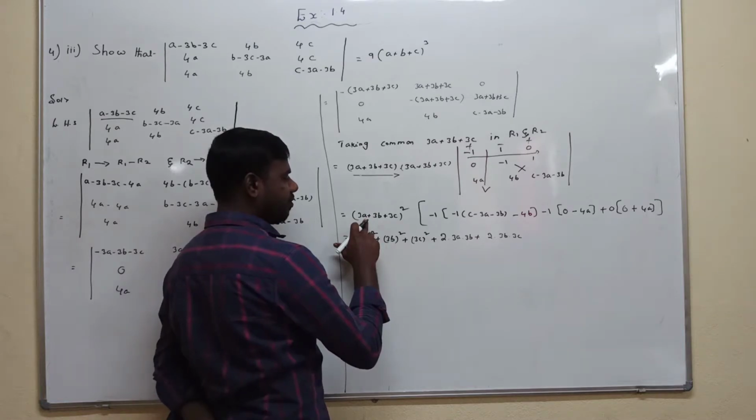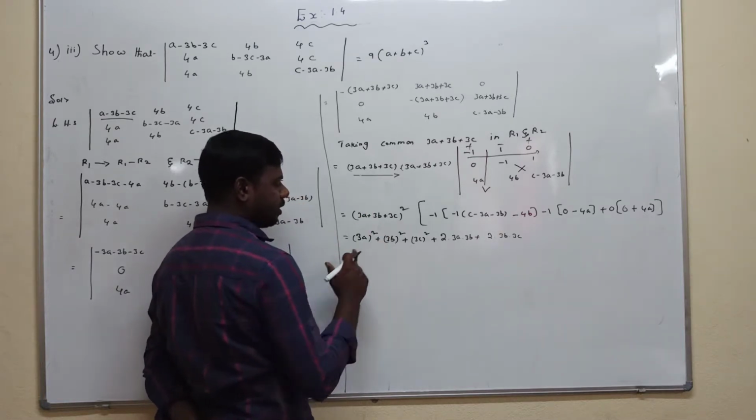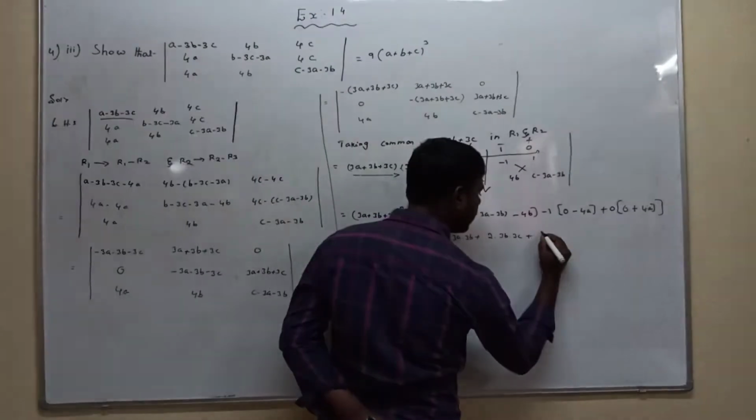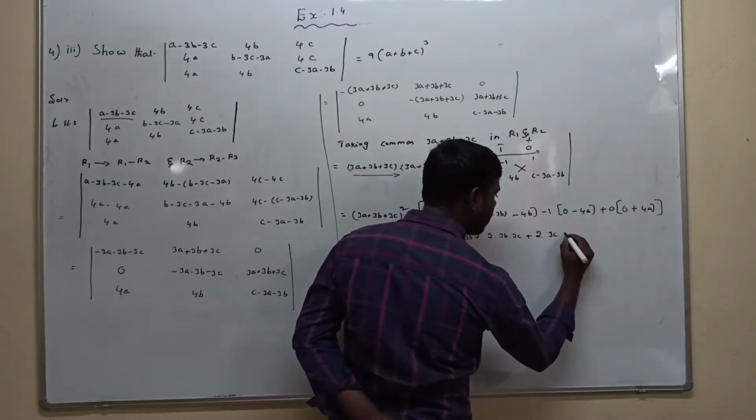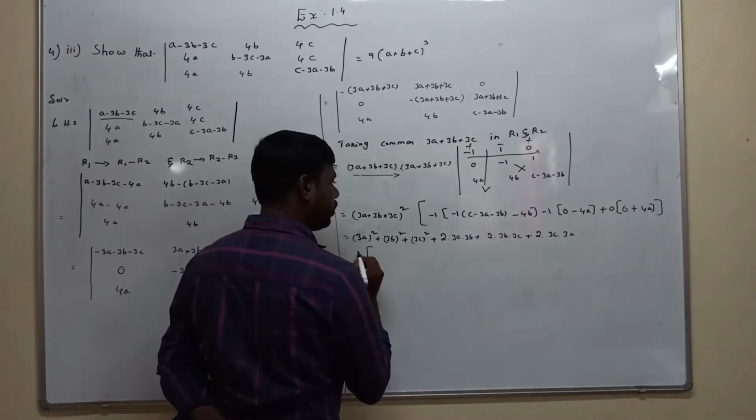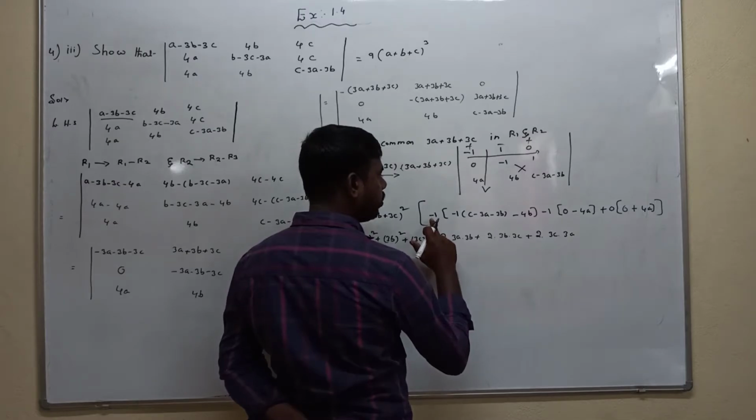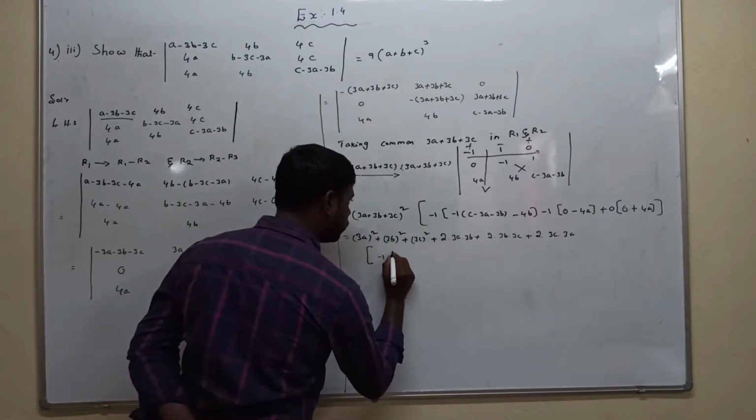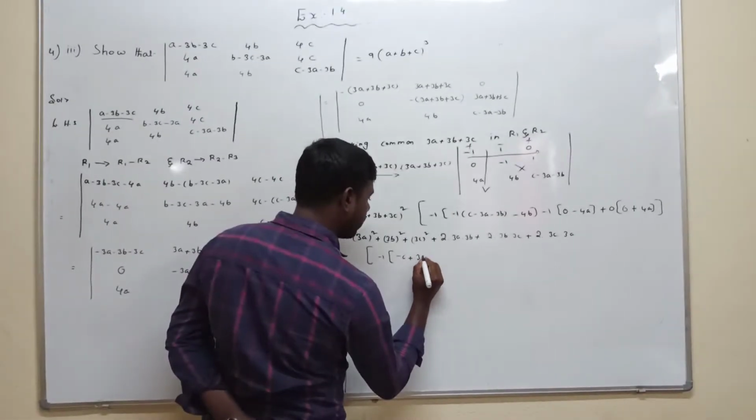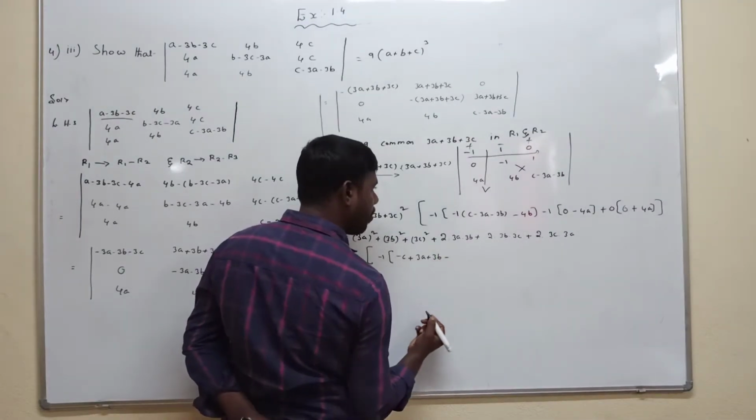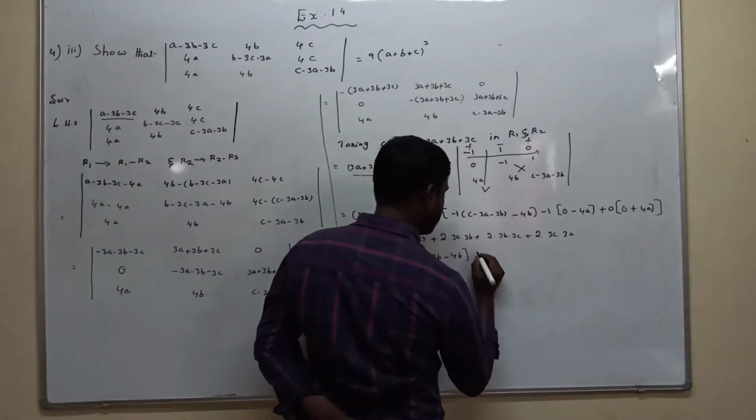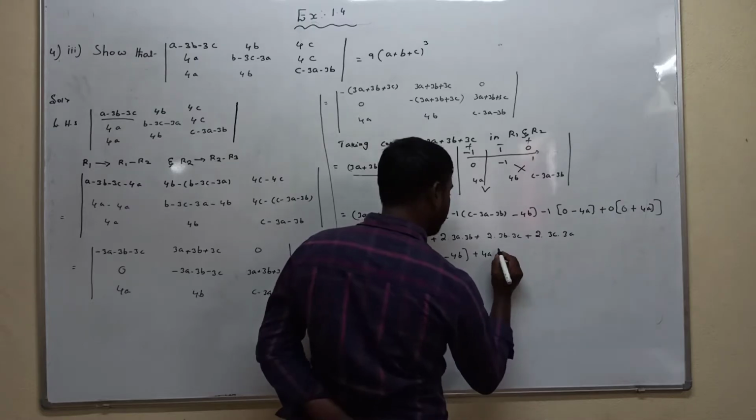A square plus b square plus c square plus 2ab plus 2bc plus 2ca. In place of a, what is there? 3a. In place of b, 3b, like that. And 2ca, where in place of c, 3c is there, in place of a, 3a is there. Then into minus 1 multiplied with the negative: minus c plus 3a plus 3b minus 4b. Minus into minus plus 4a. 0 into anything is 0.